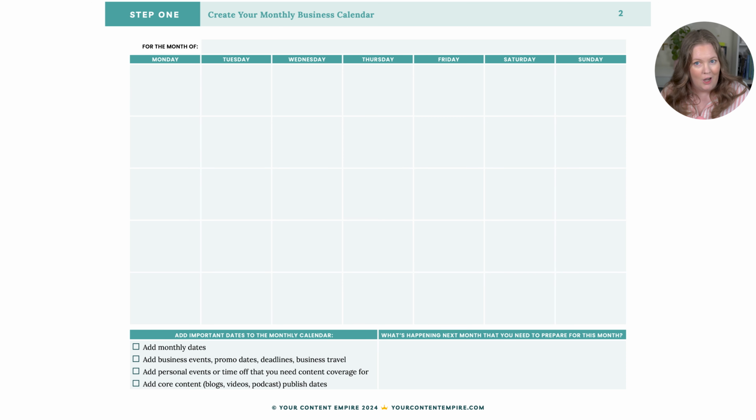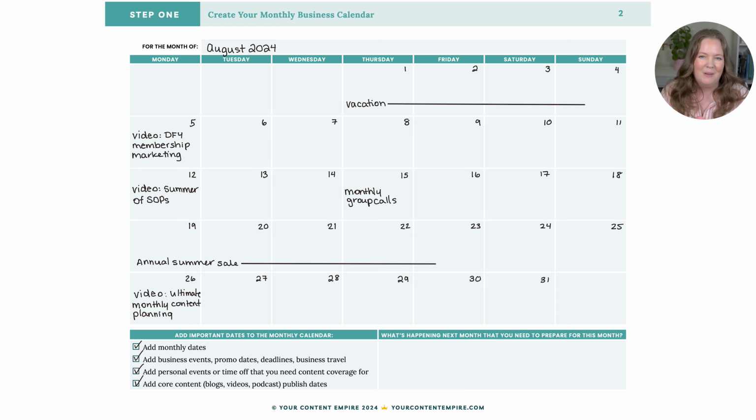Once you download your copy of the planner for this month, you're going to want to jump over to step number one, which is creating your monthly business calendar. The whole point of this is to get clarity on what promotions and what events we're planning content around, as well as what time off and personal events we're planning content coverage for, so that you can enjoy your personal time without feeling guilty about your content.